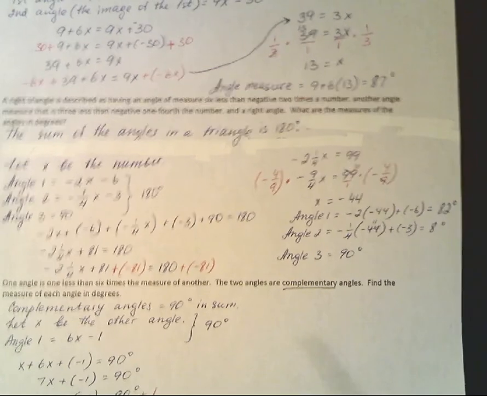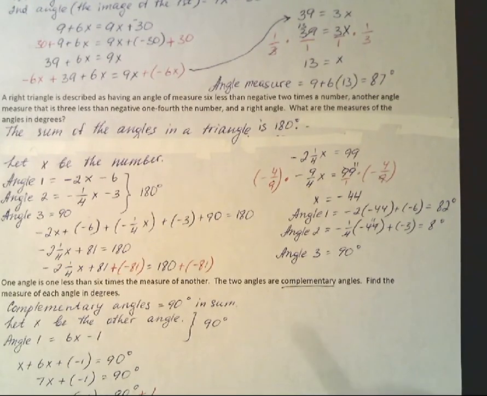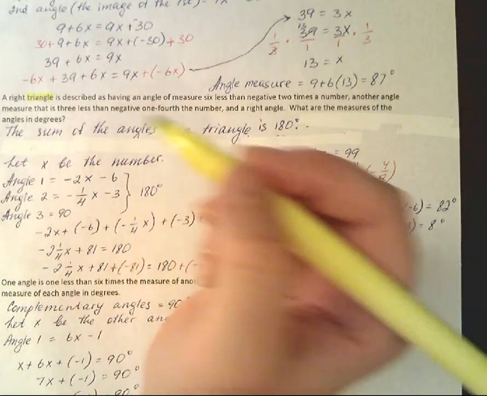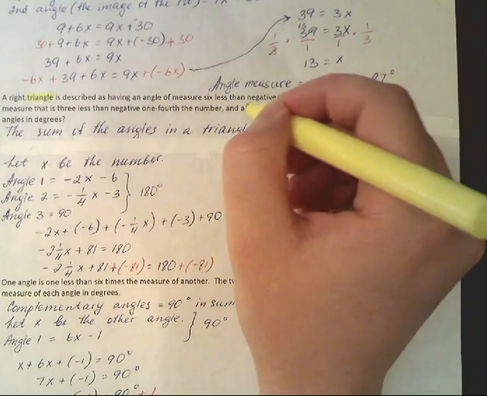Number 5. A right angle is described as having an angle of measure 6 less than -2 times the number. Another angle measure that is 3 less than -1/4 the number. And the right angle. What are the measures of the angles in degrees? Okay, so again, this is a right triangle. Triangle is the word you want to highlight. And right angle, you should know that one.